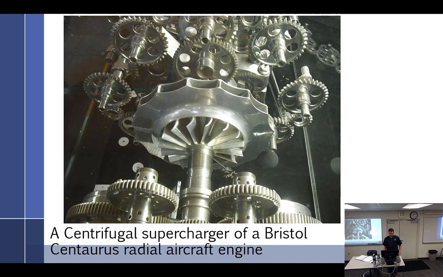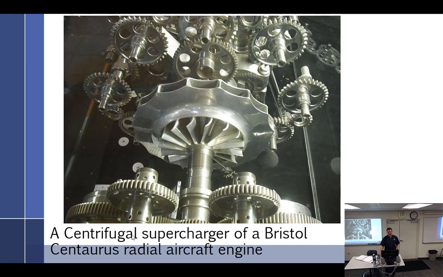So right there, a centrifugal supercharger of a Bristol Centaurus radial aircraft engine. You know what I know about a Bristol Centaurus? Everything you see right there. That's all I know about it. But you know what a centrifugal supercharger is, I hope. And if you don't, I will go get Phil.